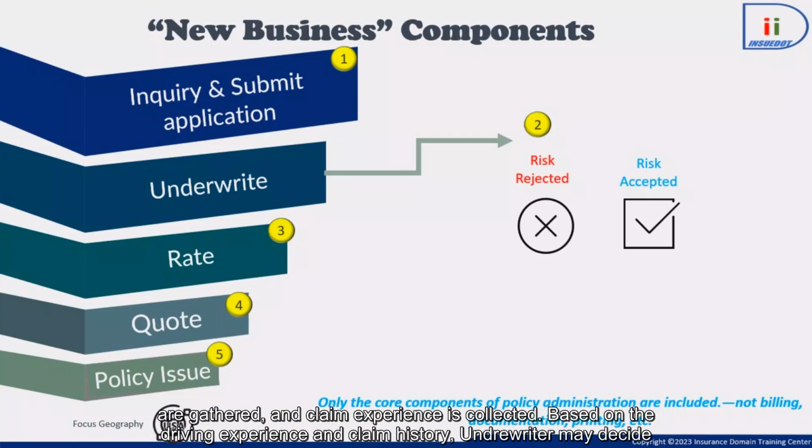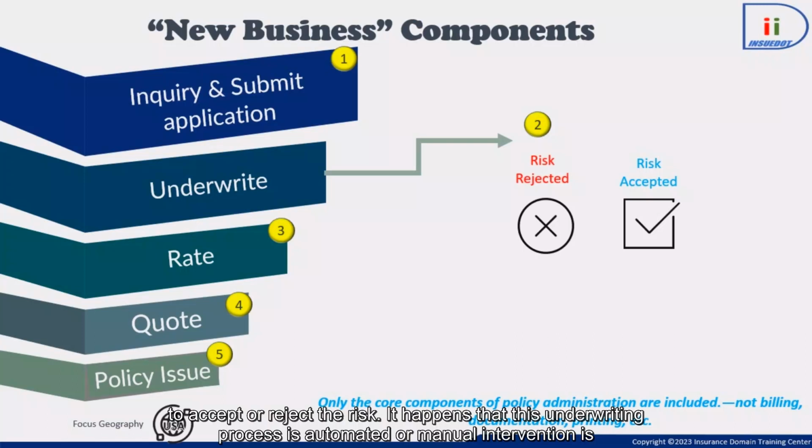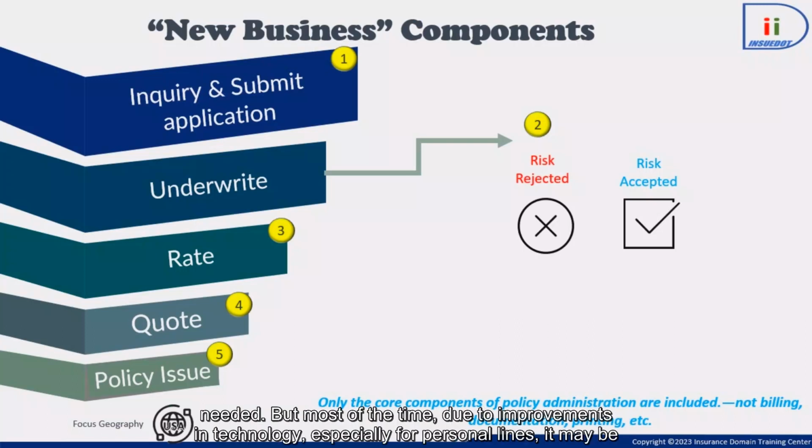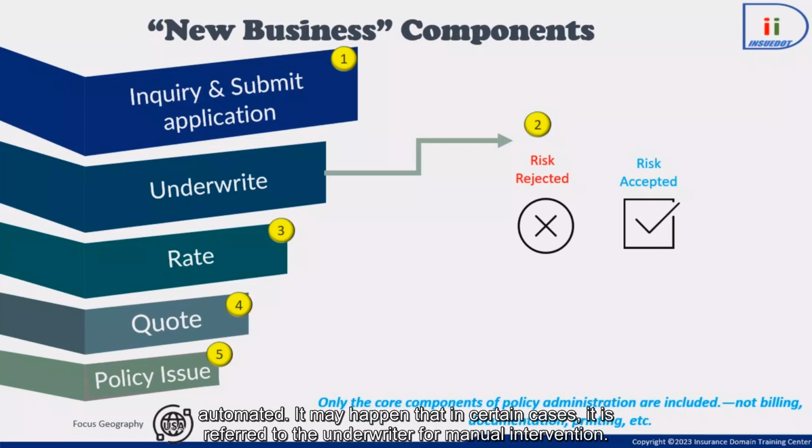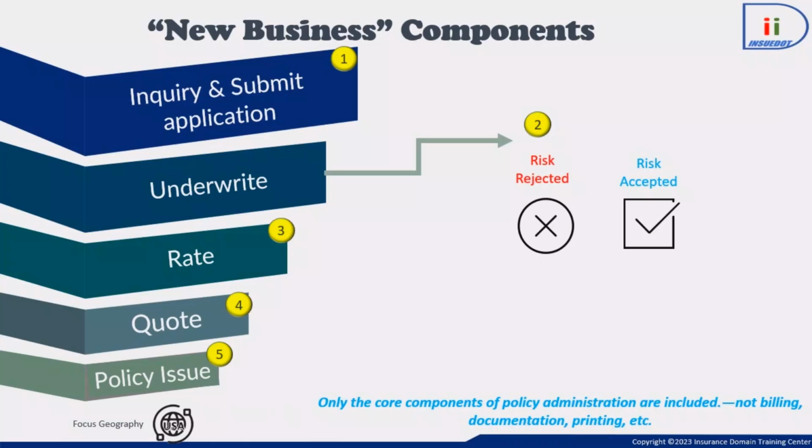For example, motor vehicle records of a driver are gathered, and claim experience is collected. Based on the driving experience and claim history, underwriter may decide to accept or reject the risk. It happens that this underwriting process is automated or manual intervention is needed. But most of the time, due to improvements in technology, especially for personal lines, it may be automated. It may happen that in certain cases, it is referred to the underwriter for manual intervention.